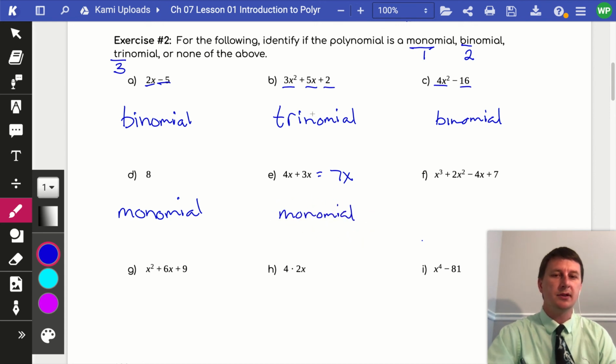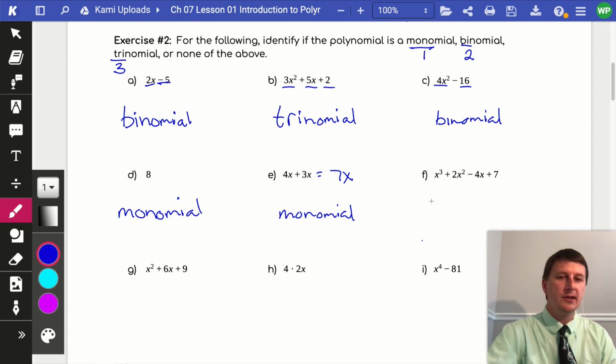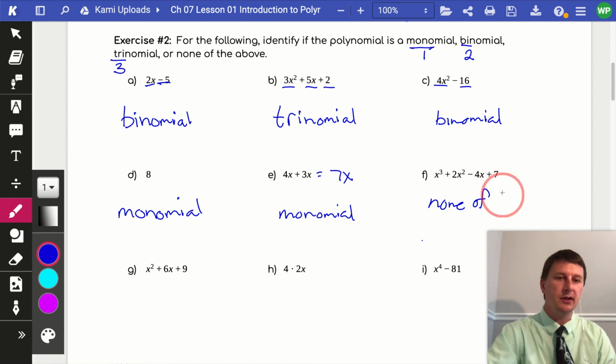Then we have x to the third plus 2x squared minus 4x plus 7, and that has all different terms. None of them are like terms because we have x to the thirds, x squareds, x's, and constants. So this is going to be none of the above because we don't have a word up here for what a four-term expression is called. So none of the above for part F.